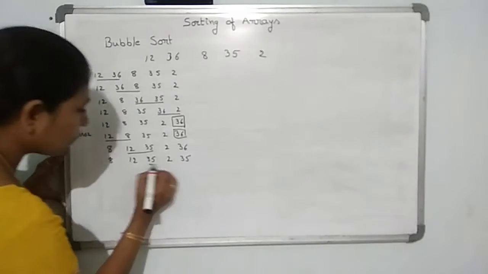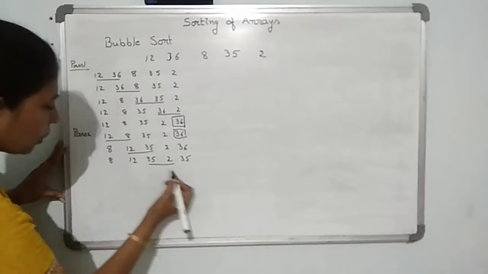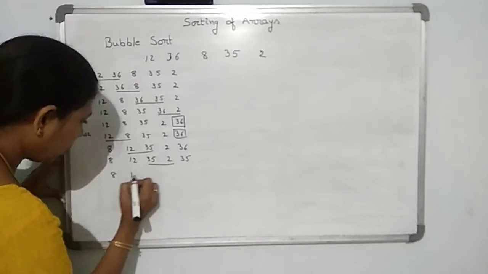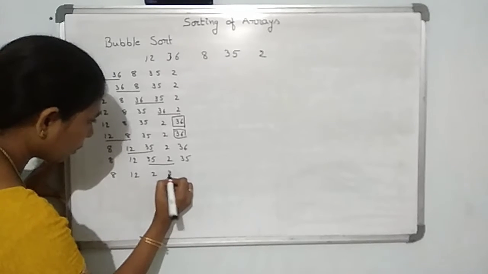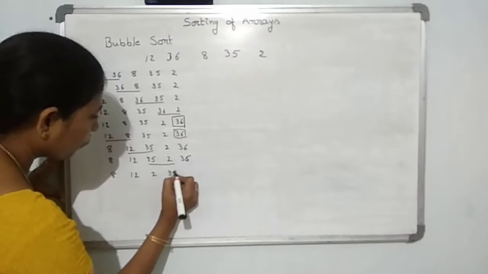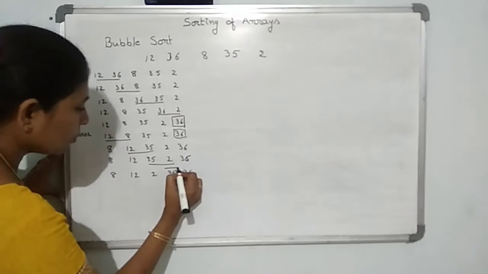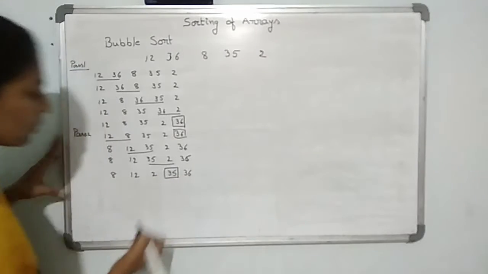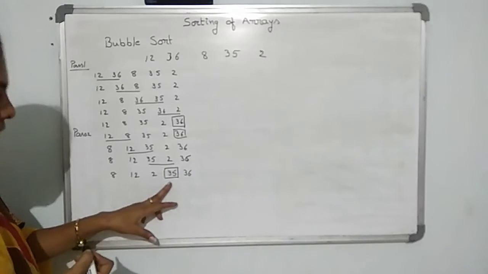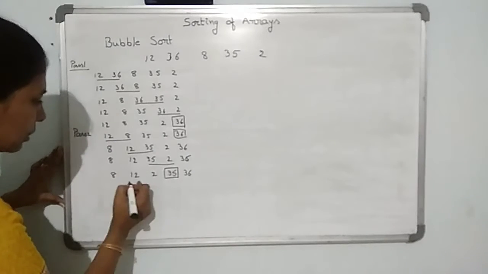Next you compare 35 and 2. 35 is greater than 2, so you apply the swapping: 8, 12, 2, 35 and 36. So 36 is the last element, and this is the second largest element that must be positioned in the last but one position. This is the second pass.